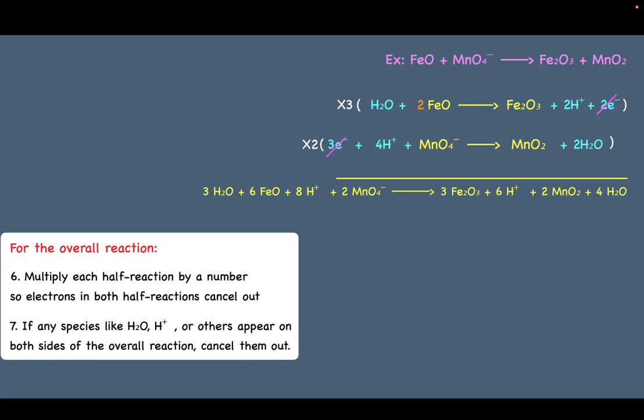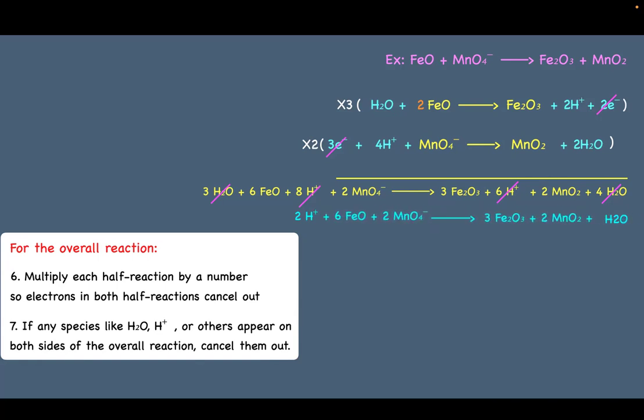And then we go to step 7, which says that if there's any species like H2O, H plus, or anything else that is repeated on both sides, you can cancel them. In most cases when you're doing these sorts of balancings, you will see water or H plus repeating on both sides. So what we have to do is see how many waters are on each side, and then we cancel them out. So here we have 3 waters on the left, 4 waters on the right. So the net will be 1 water on the right-hand side. And then we do the same thing for H plus. So we have 8 H plus on the left, 6 on the right. So the net is 2 H plus on the left. And then we just carry everything else over.